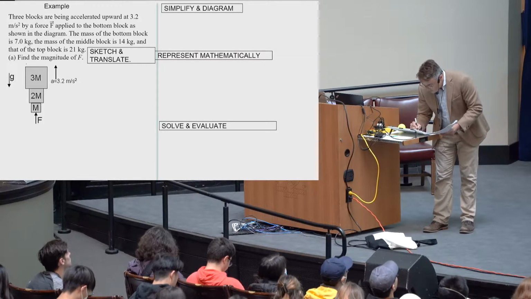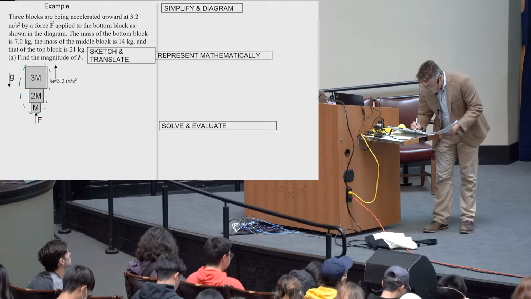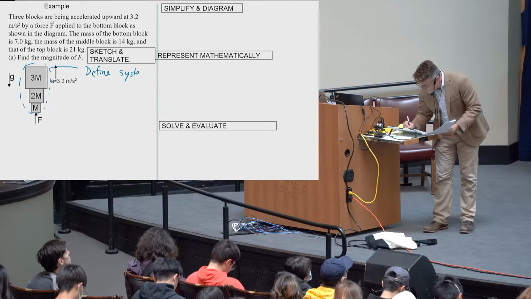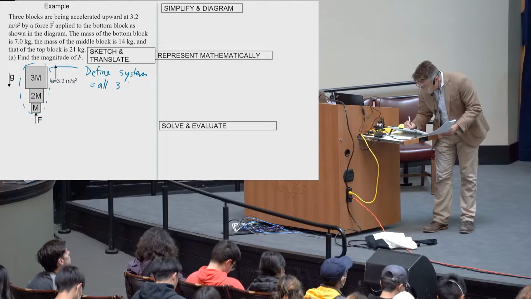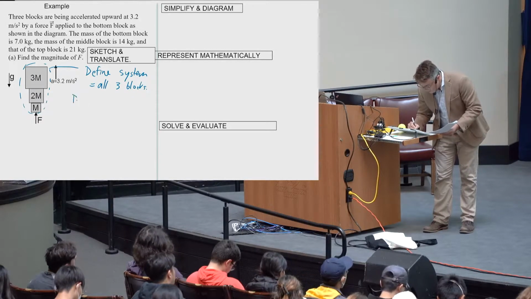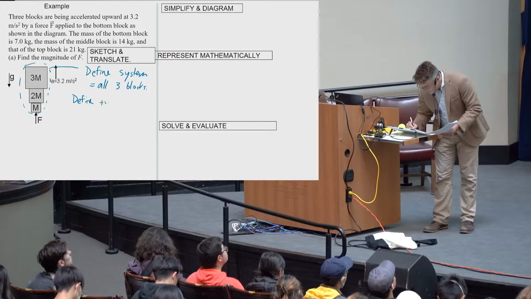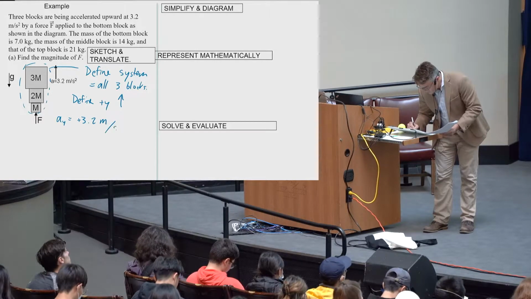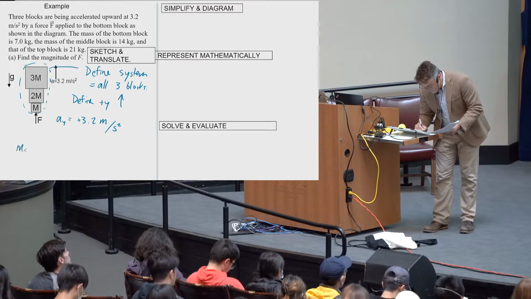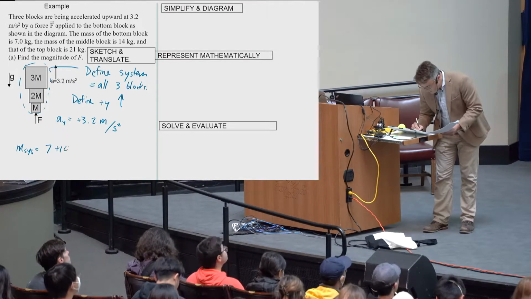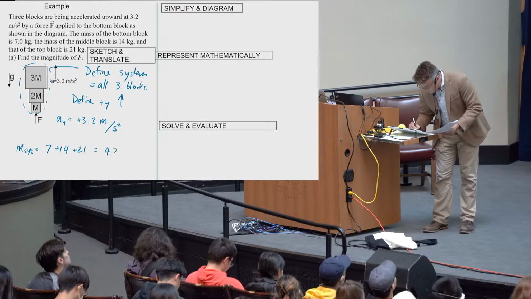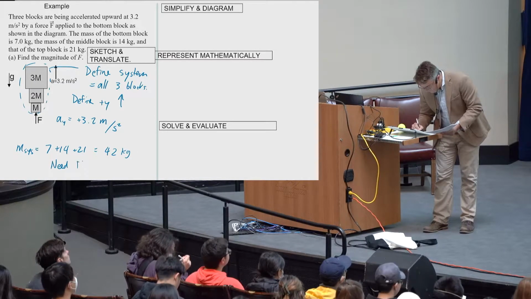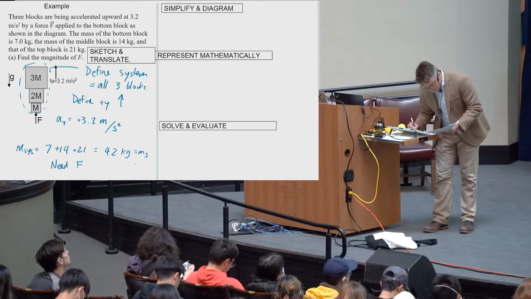So I'm going to start off by defining the system as all 3 blocks. Define system equals all 3 blocks. And I might as well define plus y is up. So that means that a sub y is plus 3.2 meters per second squared. The mass of the system is 7 plus 14 plus 21, which I got 42 kilograms. And we need here the force. We'll call it m sub s or something.